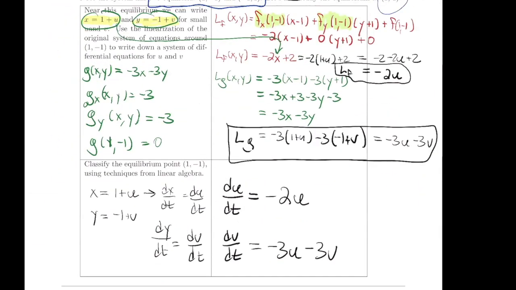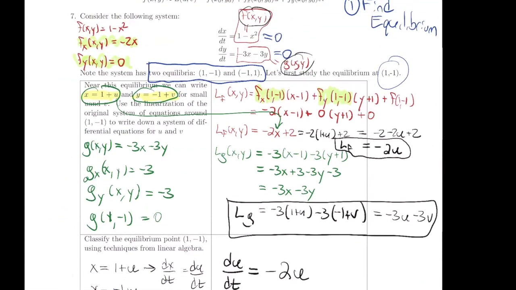So classify the equilibrium point. When you get that point right there, how are you getting x and y equals that? I think I missed something. So that was from here.